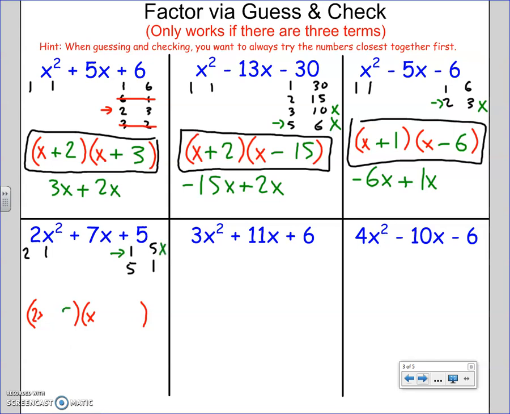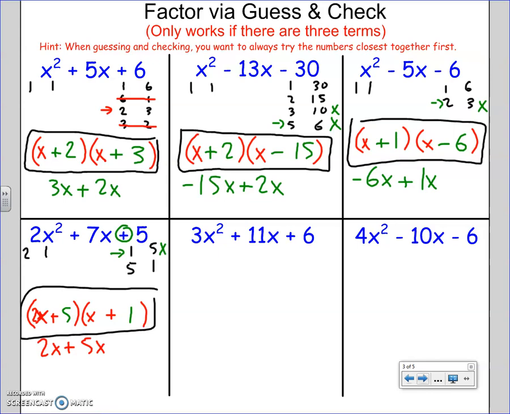I'll put 5 here and 1 there. Alright, so if I do the O and I now, 2x times 1 is 2x. Then 5 times x is 5x. Can 2x and 5x make 7x? Yes, you have to add them. 2 plus 5 is 7. I do the signs. I need a positive 7x, so both of these have to be positive. I check the sign of L at least, so positive times positive is positive. It matches this last sign. We're good. So this is the answer.